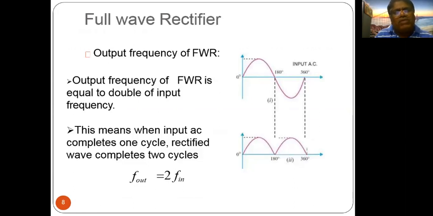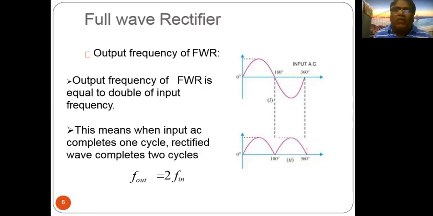So the output frequency of a full wave rectifier is double the input frequency, because we are using two diodes. This means when the input AC signal completes one cycle, the rectified wave completes two cycles. So that's why the output frequency is equal to 2Fin, because we are using two diodes. When you use two diodes, automatically the efficiency will increase, and the transformer utilization factor will also increase.